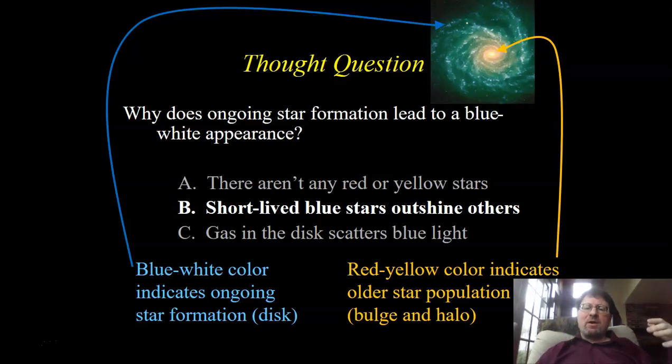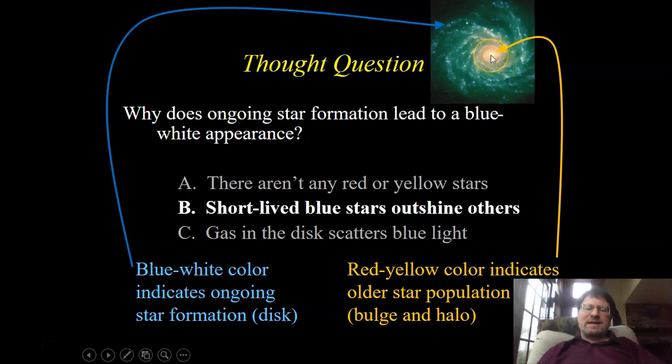Remember when we talked about clusters of stars and the main sequence turnoff? We said that as time goes on, the main sequence turnoff worked down the main sequence, starting with the blue stars and then going deeper and deeper to lower and lower mass stars. So those blue stars are the first ones to leave the main sequence. And once they do, they leave behind the red and the orange colors.